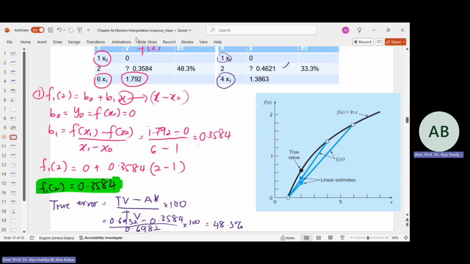Like in interpolation, you get two values, and one of them is in the middle. Then the approximate value, the true value, the error, it's straightforward.